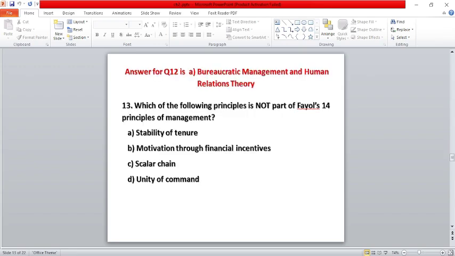Question number 13. Which of the following principles is not part of Fayol's 14 principles of management? A. Stability of tenures. B. Motivation through financial incentives. C. Scalar chain. D. Unity of command. The answer for question number 13 is B. Motivation through financial incentives.